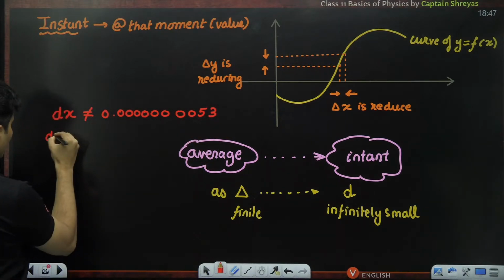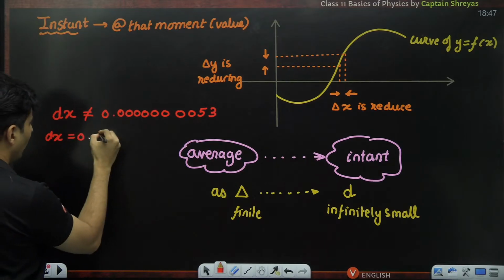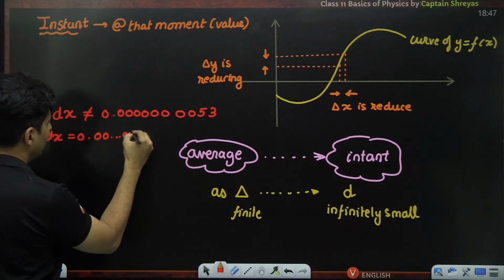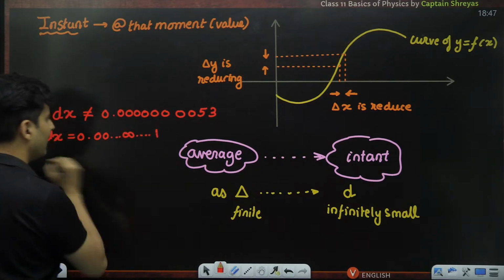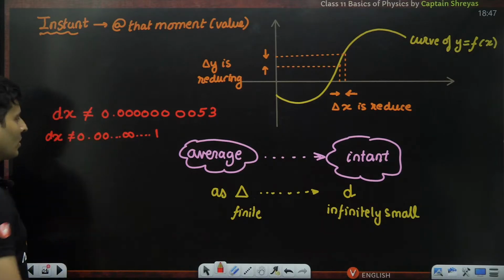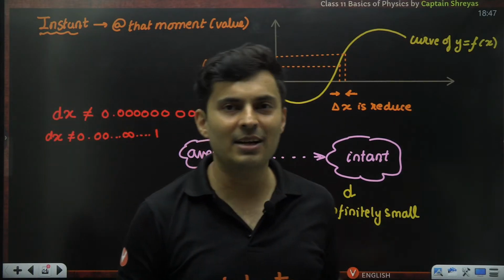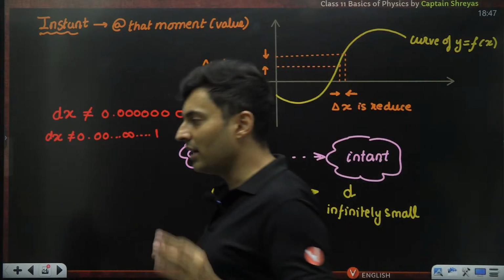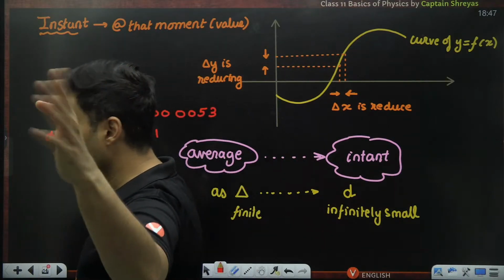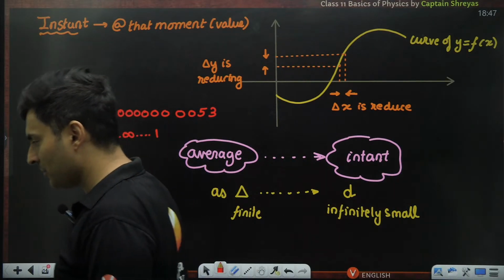Can I write, sir, dx is equal to 0 point, infinite zeros and then 1? This is also not allowed. No, this is still a representation. You still can't put a number with it. You can't even put it as infinite zeros and then 1. That is also not allowed.